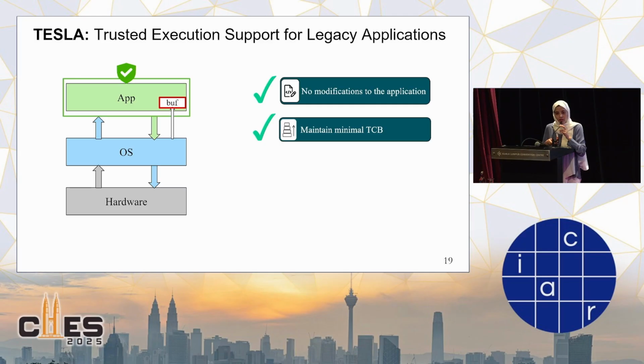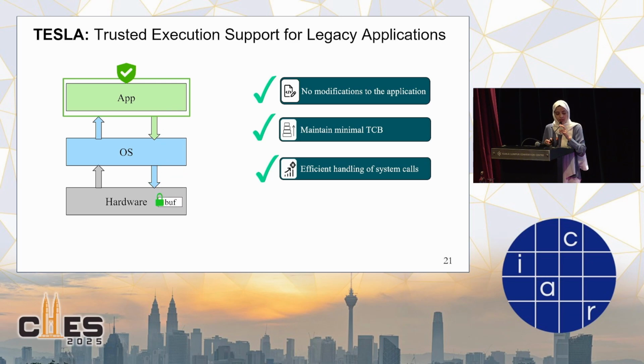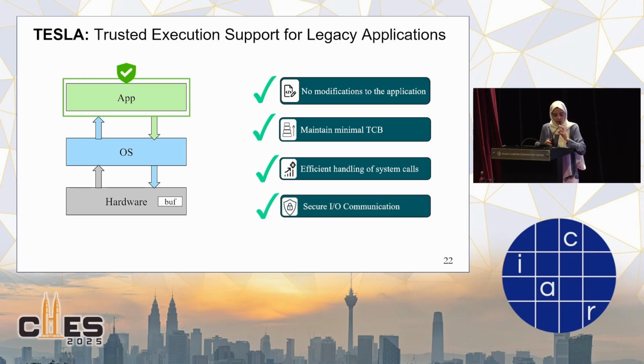So it's kind of opening a window into the enclave that the OS can access just for the duration of the system call, and we refer to this mechanism as enclave windows. Since this avoids the copying of the parameters, it helps us achieve a better performance and hence helps us efficiently handle the system calls. For secure I/O communication, we ensure that the data always passes through the OS in an encrypted state and is decrypted only in the hardware. So this helps us achieve secure I/O communication. Let's look at how we do all of this in detail.